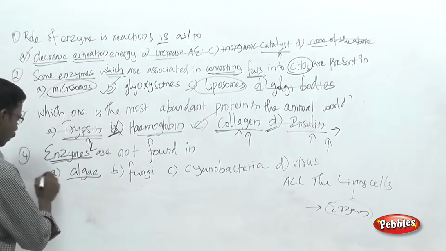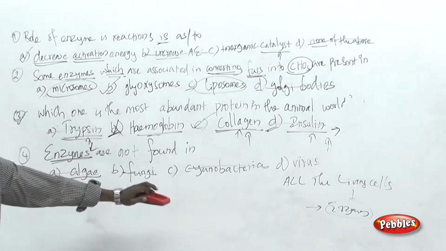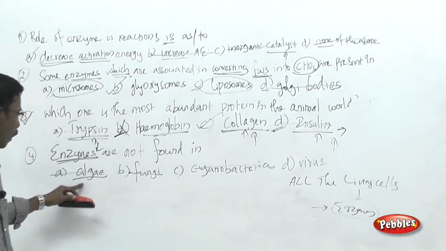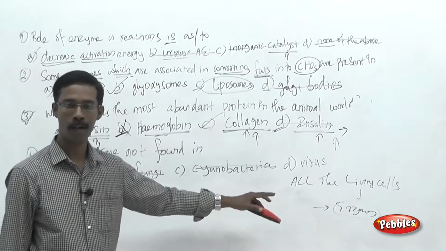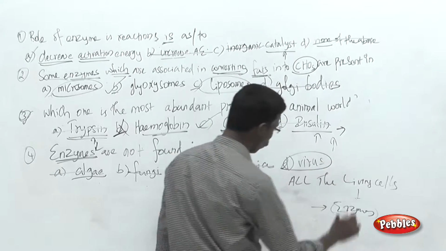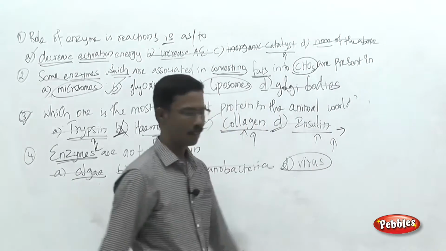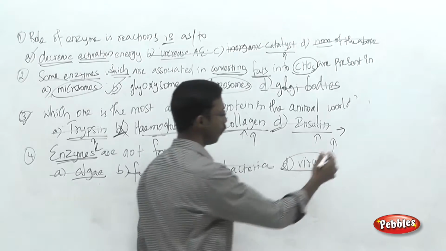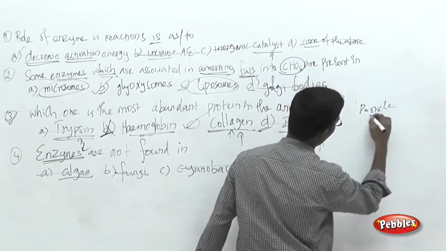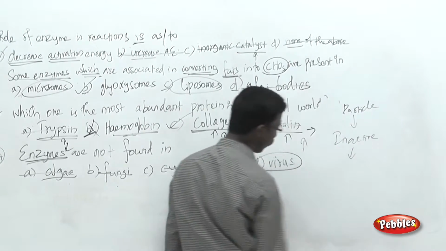Okay, so you can easily eliminate algae, fungi and cyanobacteria, because they all belong to normal living organisms. Algae, fungi, cyanobacteria, they all have the particular structures called enzymes. So the choice over here is viruses. Okay, so you have to recall the thing about the virus. So viruses are particles. Okay, they are normally in an inactive form, inactive particles.